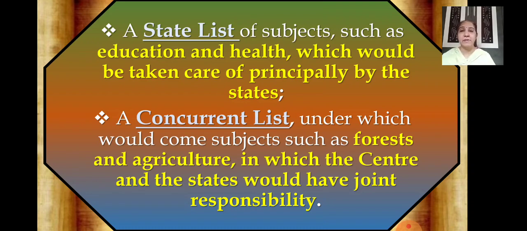And the duties have been divided equally among each other. Like in the union list, the subjects such as taxes, defense and foreign affairs were taken care of by the center. Okay, and in the state list, the education and healthcare facilities of that particular state will be taken care of by the state itself. Then the concurrent list gives us the subjects such as forest and agriculture, in which the center and the states would have the joint responsibility.